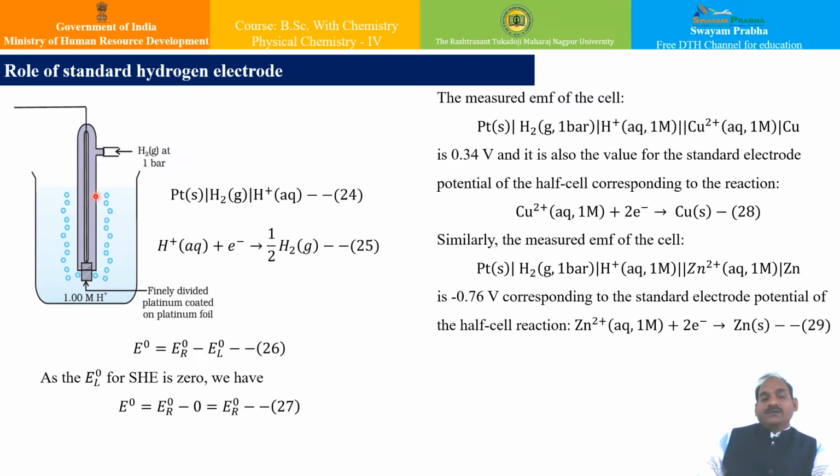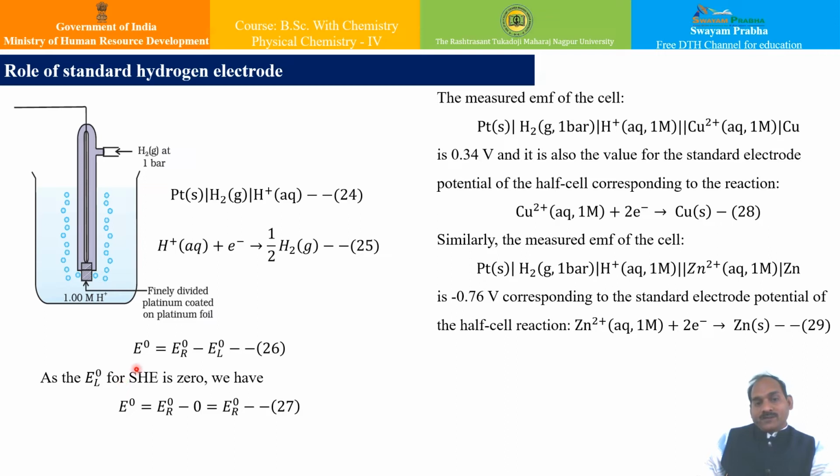This will give us the reduction potential of the other half cell because the standard reduction potential of the hydrogen half cell is considered as 0. So if the concentrations of the oxidized and reduced forms of the species in the right hand side half cell connected to it are both unity, then the cell potential is equal to the standard electrode potential of the given half cell.